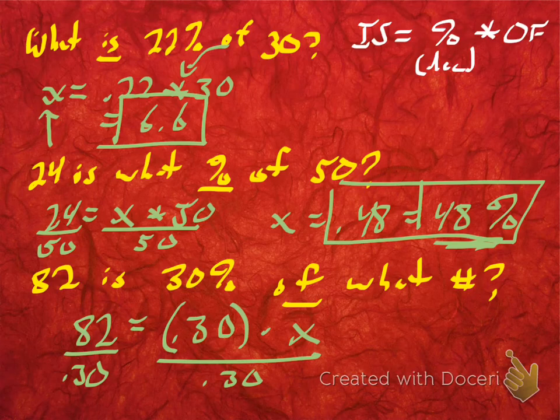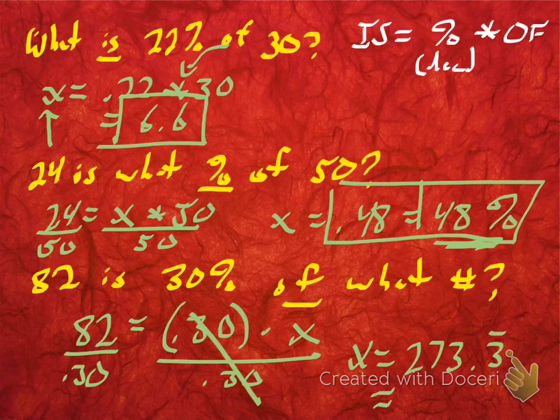Sure enough, if I take a calculator and I divide 82 by 0.30, or just 0.3, I get x is equal to 273.3 repeating. That's the exact answer. If I ask to round it to the nearest tenth, it's going to be 273.3. If it was money, it'd go up to 4, but otherwise it's that.